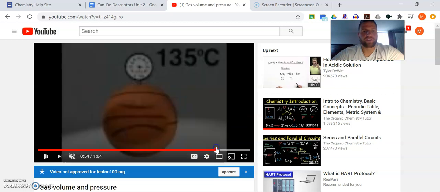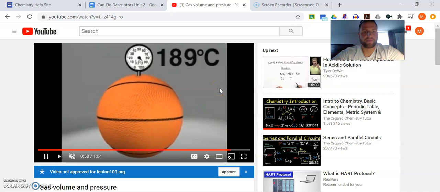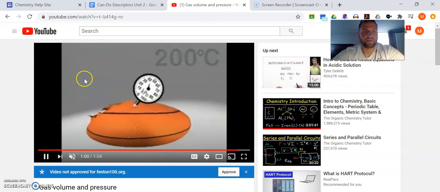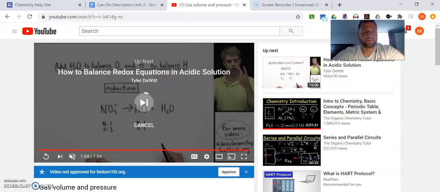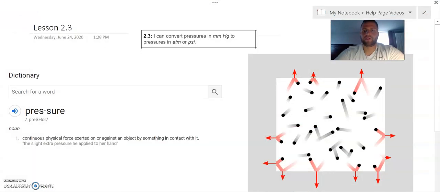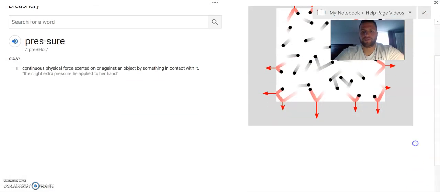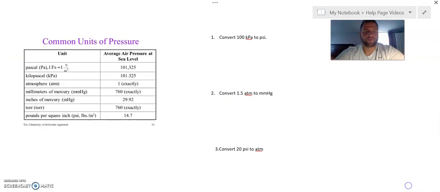Eventually, if we have too much pressure in the basketball, what should happen? The basketball's going to pop and pressure will release, and we have a deflated basketball. Let's head back to the notepad, talk about some common names and units for pressures, and do some math problems off of those units.